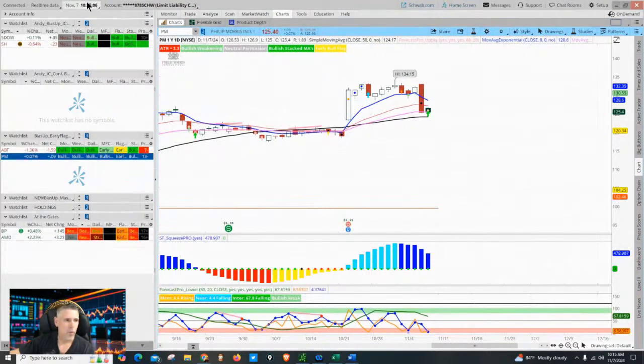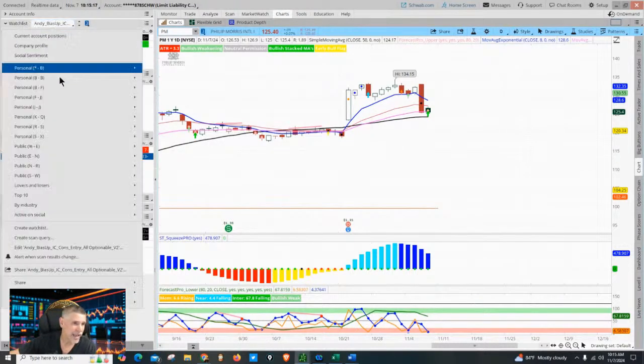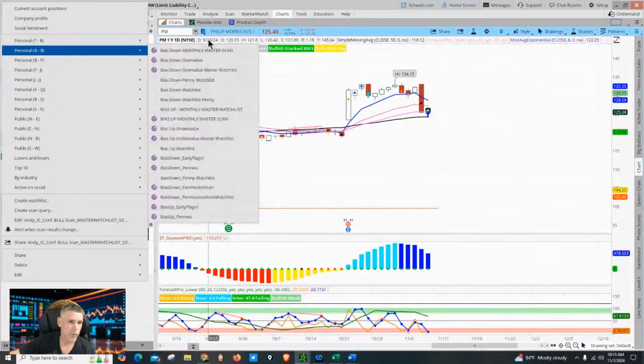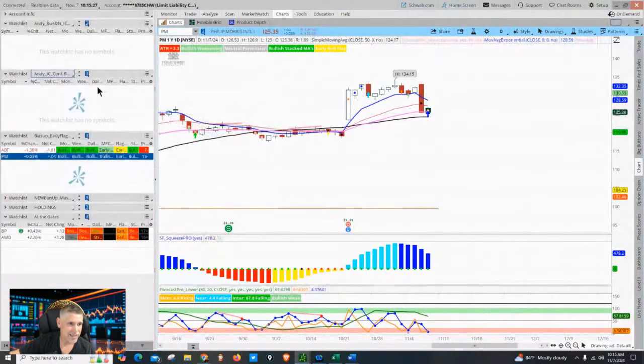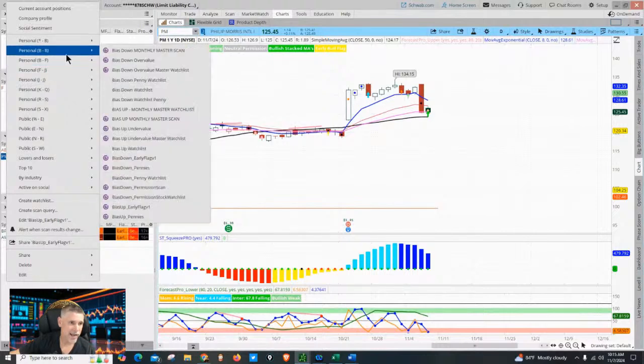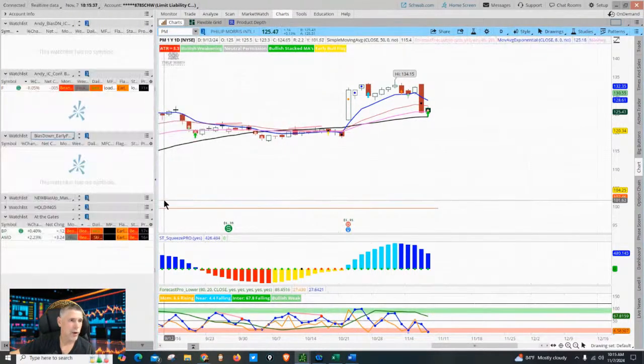Now, what I'm going to do right now is I'm going to go to my bias down, just because I like to load my at the gates with both bullish and bearish, because the posture can change like that. So let's go look at some scans over here. Now we're going to look for our bias down. We're going to look for our bear flags. And we're going to look for our bias down here. Every day, we do exactly the same thing. There we go. All right, what's popping up on that list?